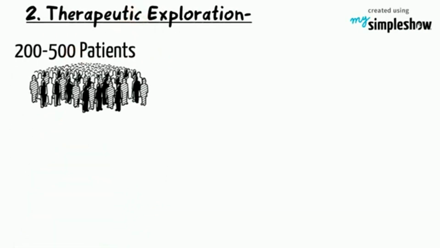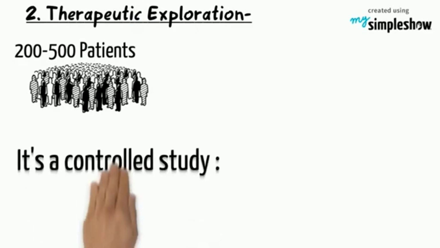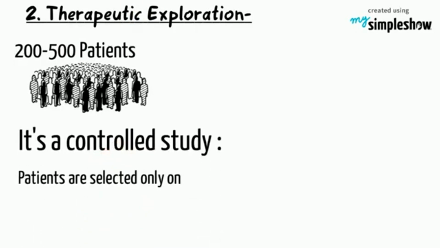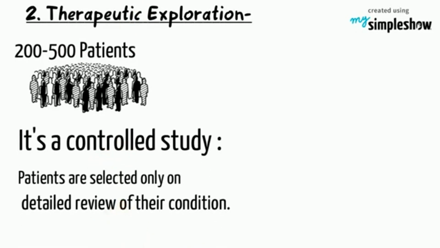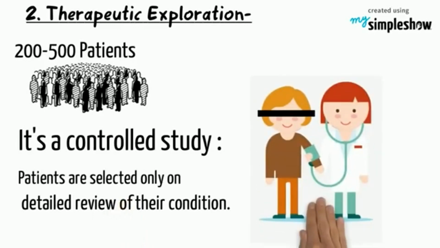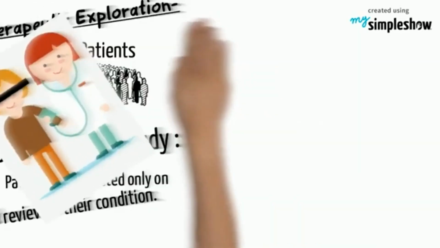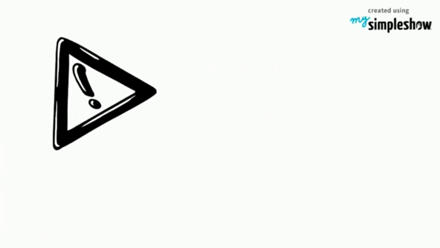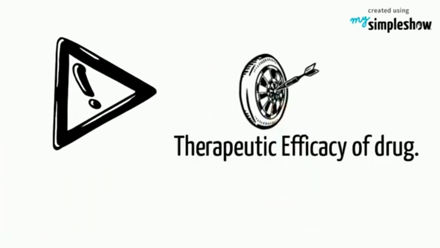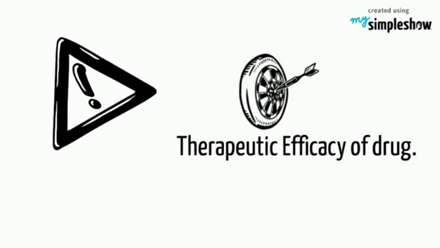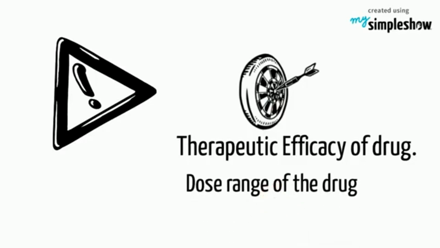Phase 2 is therapeutic exploration. 200 to 500 patients are considered. The study is mostly controlled. That is, patients are selected only on detailed review of their condition. It's single-blind, and that means the patients don't know that they are being tested with a new drug. Doctor knows. Extreme caution is maintained, and its primary aim is to determine the therapeutic efficacy as well as the dose range of the drug.